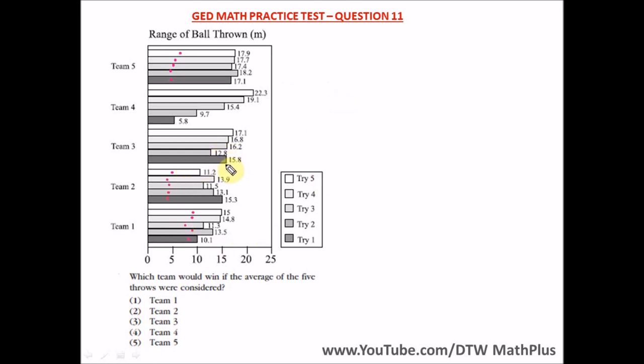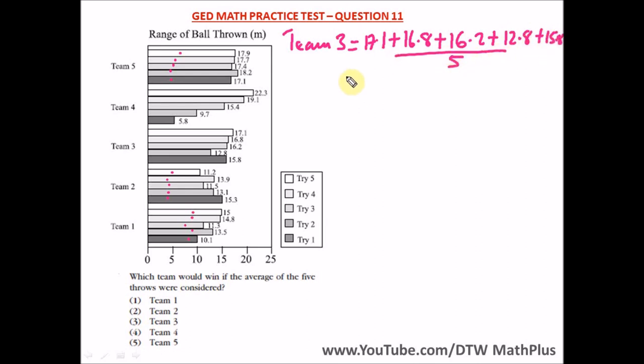To find the average, we sum up the five throws, then divide by five, the total number of tries. For team three, we have 17.1 plus 16.8 plus 16.2 plus 12.8 plus 15.8, divided by 5. When you add this up on your calculator, you get 78.7, divided by 5, which gives us 15.74.